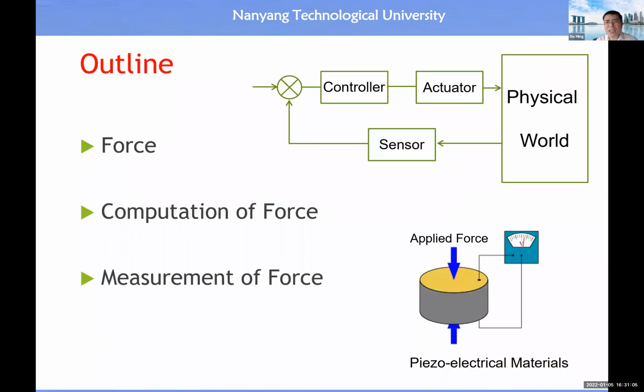Now we are ready to study today's lecture. So today's lecture is about the measurement of force, and force is a very important physical quantity in the mechanical domain. Therefore, it is important for us to do a review of the physics behind force. Then we will study the indirect way of computing force and the direct way of measuring force, right?